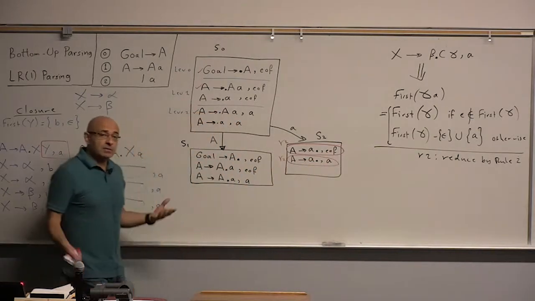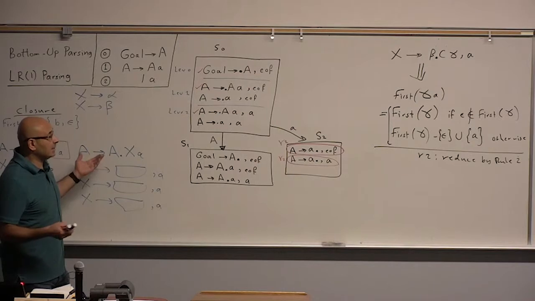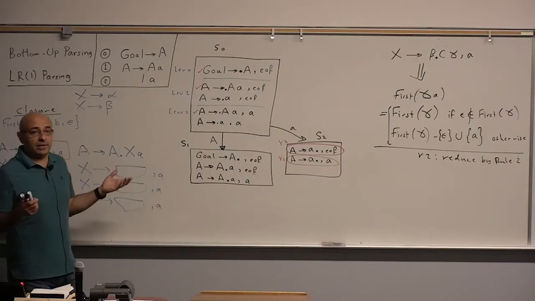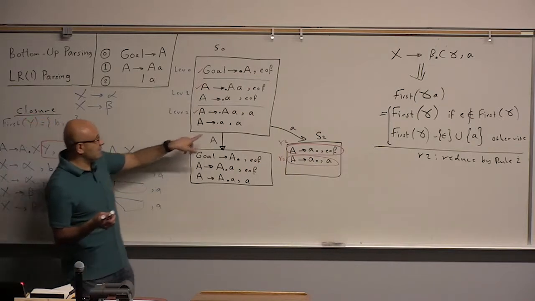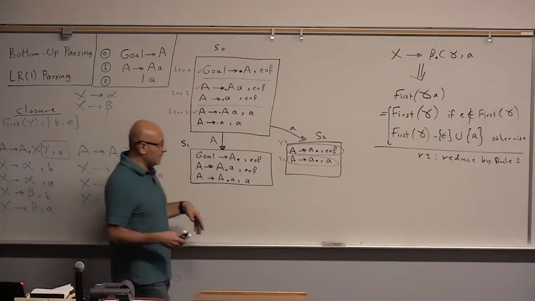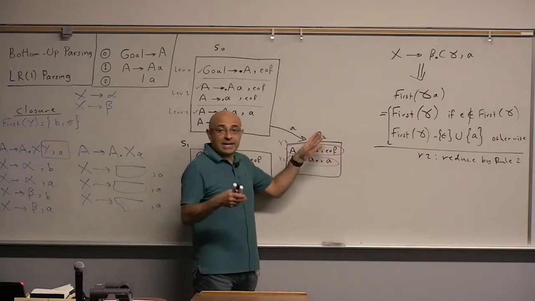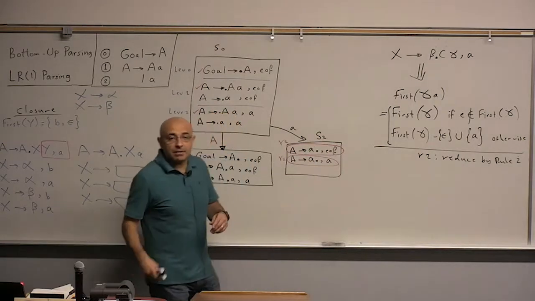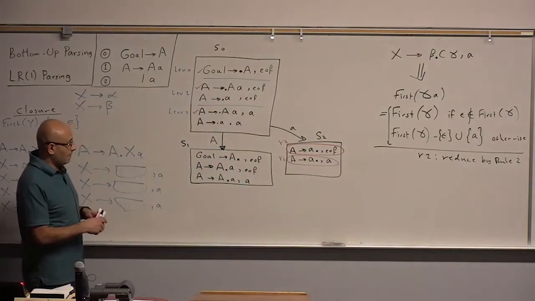Of course, it may look like, okay, in this case, there are only two possibilities for the look ahead, because we only have small a and end of file. But in general, this will not be the case. So in general, sigma can have many other symbols.